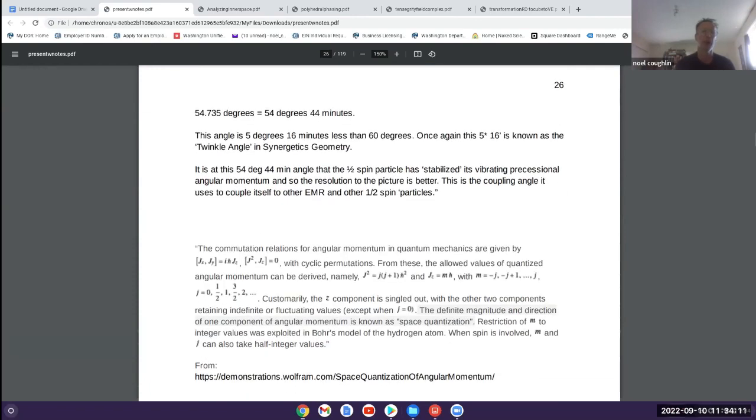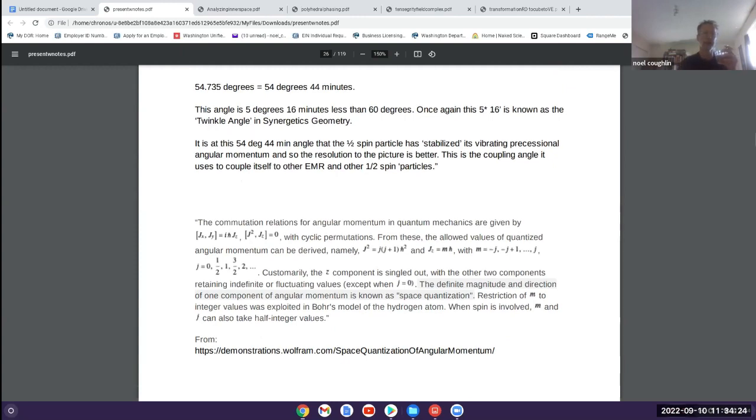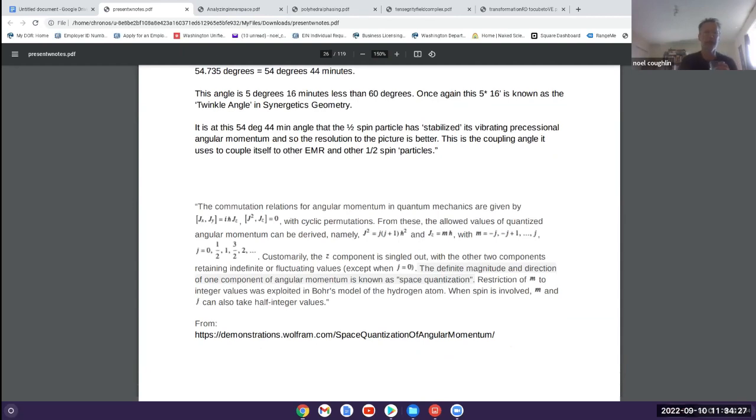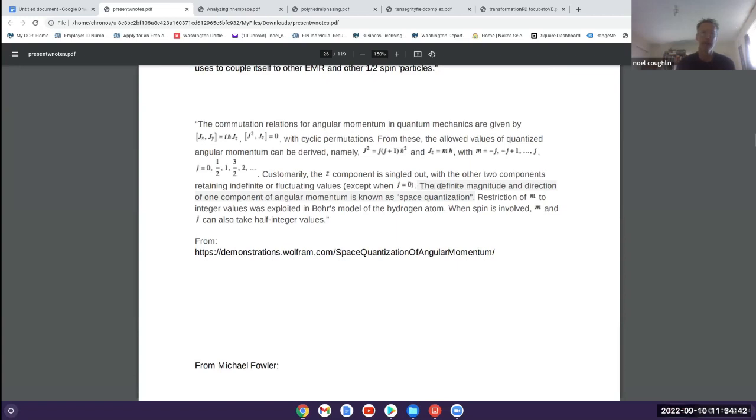And remember that the Amperian currents run opposite as attractive and repulsive forces when they're running parallel to each other. So this angle is 5 degrees, 16 minutes less than the 60 degrees. That's the twinkle angle in Synergetics. So it's at this 54 degree, 44 minute angle that the half spin particle stabilizes vibrating precessional angular momentum. And so the resolution of the picture is better. This is the coupling angle. It uses it to couple itself to other EMR and other half spin particles. In quantum mechanics, they define the definite magnitude and direction of one component of angular momentum as space quantization.